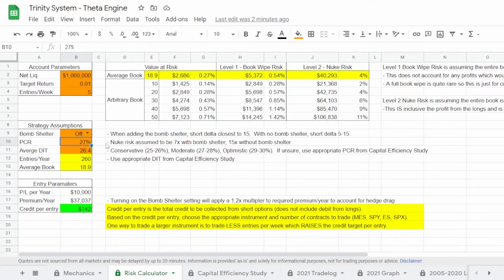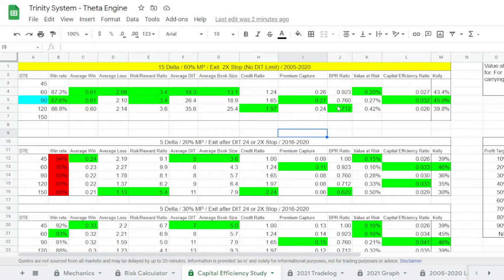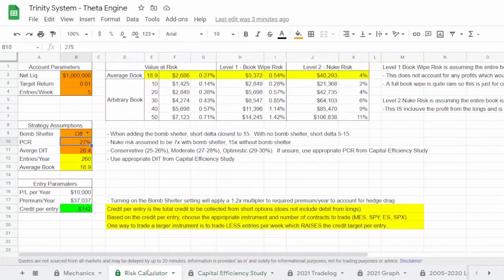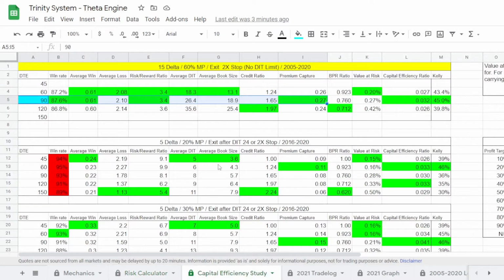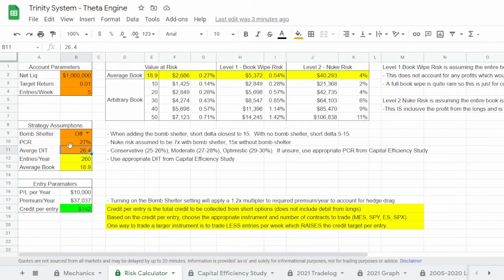PCR is the premium capture rate. Now this, you're going to want to take from whatever study or configuration you're doing for this trade, okay? So if we flip over to the capital efficiency study for a second, the 90 DTE 60% max profit had a PCR of 27. So I'm going to put in 27% for a second. Average days in trade, go back to the table, is 26.4. So I'm using the same inputs from that particular part of the table, okay? So the 90 DTE 60% max profit with no DIT cap is 27% PCR and average days in trade 26.4.